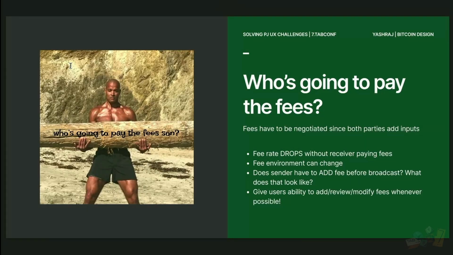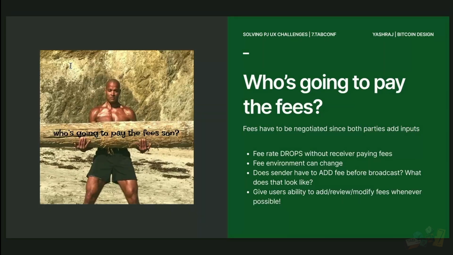Then there's the matter of the fees. As we said, there's extra fees. Who's going to pay the fees? If the fee rate is low, if the sender and the receiver all use just one input each, it's all fine. Maybe you don't have to worry about it. But the whole point of payjoin is to be able to consolidate your UTXOs, to refresh your time locks, things like that. So that is what payjoin can be used for. That's what there are projects that are trying to do. So who's going to pay the fees?